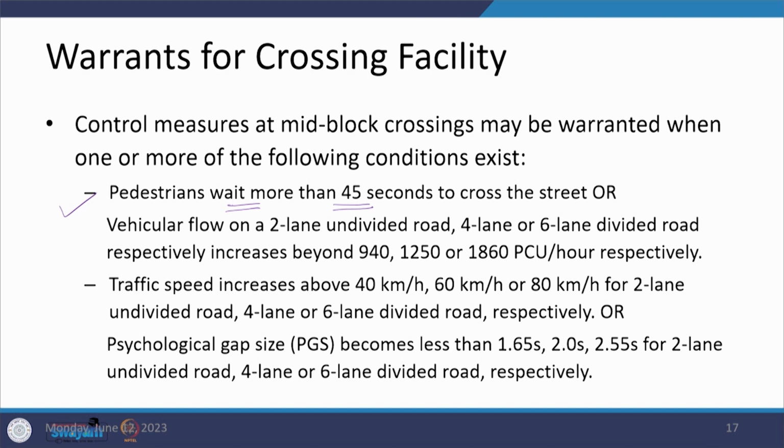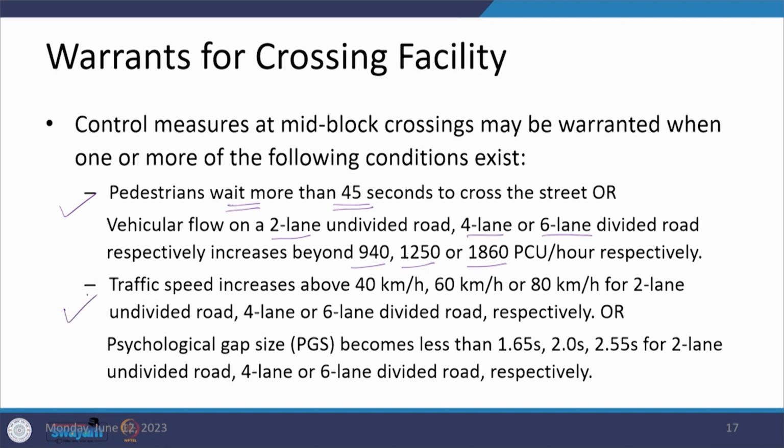Now, this is also being correlated with the vehicular flow, and this vehicular flow is being talked about for 2-lane undivided, 4-lane divided or 6-lane divided systems, and the respective values are 940, 1250 or 1860 PCU per hour. So, there is a correlation between this delay or the wait time and this vehicular flow. As soon as the vehicular flow reaches this value and goes beyond it, it is going to cause a wait time of 45 seconds or more.